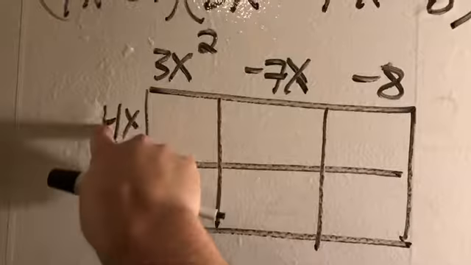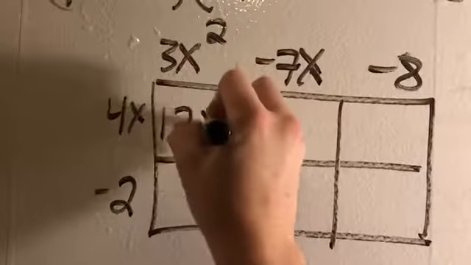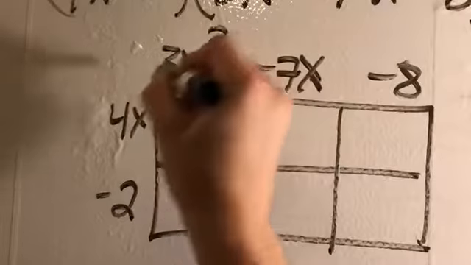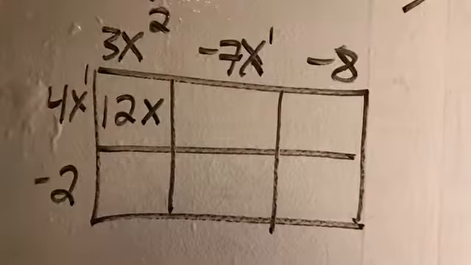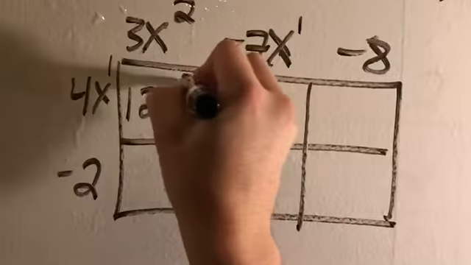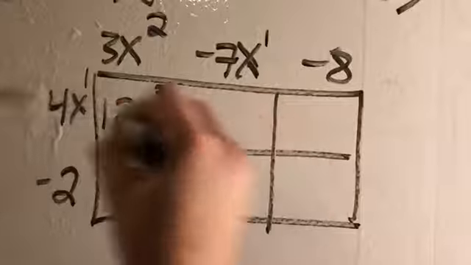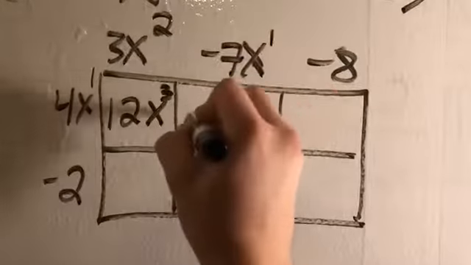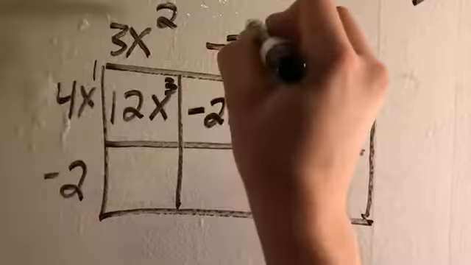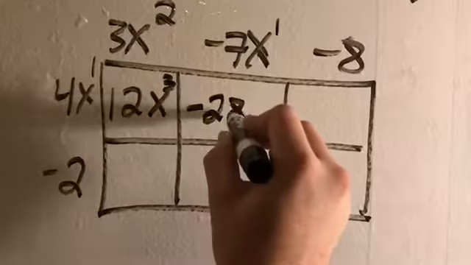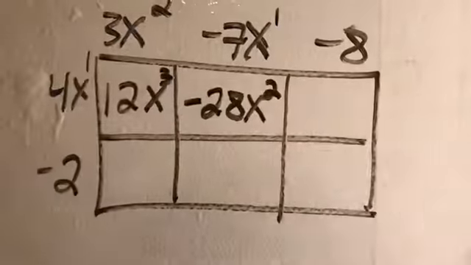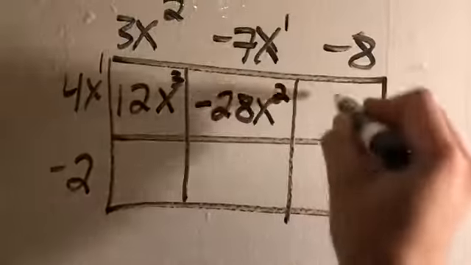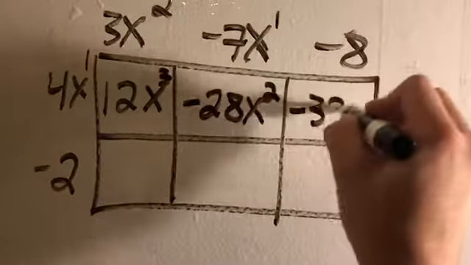4x times 3x squared, 4 times 3 is 12. When I multiply, we add the exponents on the same variable. We assume there's little 1s if you don't see an exponent. So 1 plus 2 is 3. 4 times negative 7 is negative 28. When one number is negative, the answer is negative. Then my x's give me x squared, because 1 plus 1 is 2. 4 times negative 8, when one number is negative, your answer is negative. And then that also has an x in there.